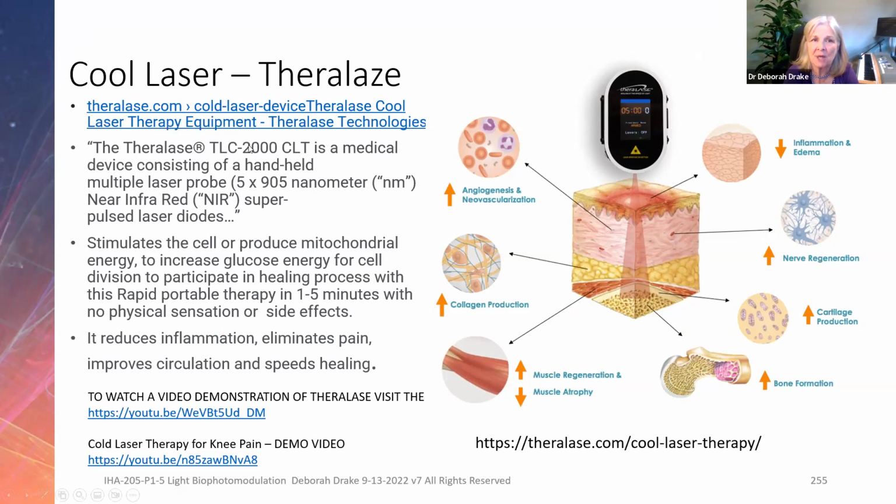And these equipments are really at the 905 nanometer range, okay? They're really getting up into the near infrared super laser end of the spectrum. So they do affect the mitochondria. They improve the glucose for cell division. It penetrates the skin in about 5 minutes. It's very deeply penetrating. It reduces inflammation and pain and improves circulation, okay?